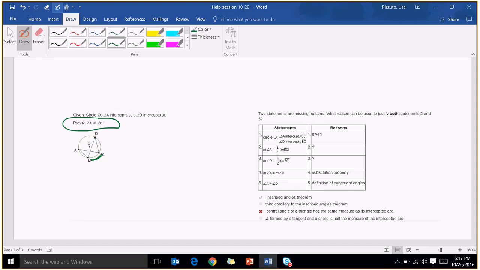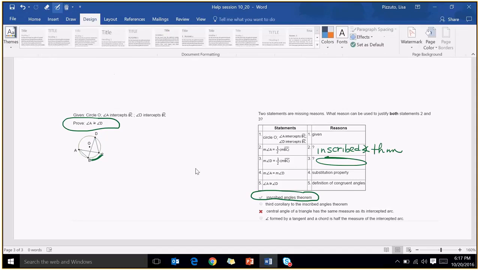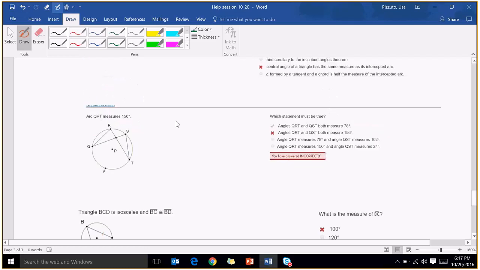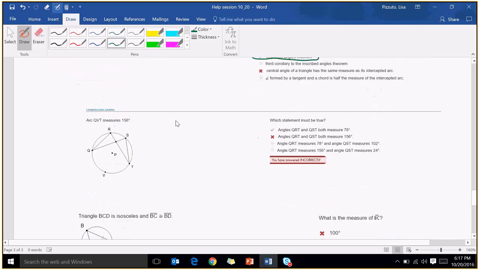But here it says the measure of angle A is equal to half the measure of arc BC. That is the inscribed angle theorem. Remember I told you that is an inscribed angle. So that's what the inscribed angle theorem says, and that's just used 2 times. Good? All right. So I kind of went fast.